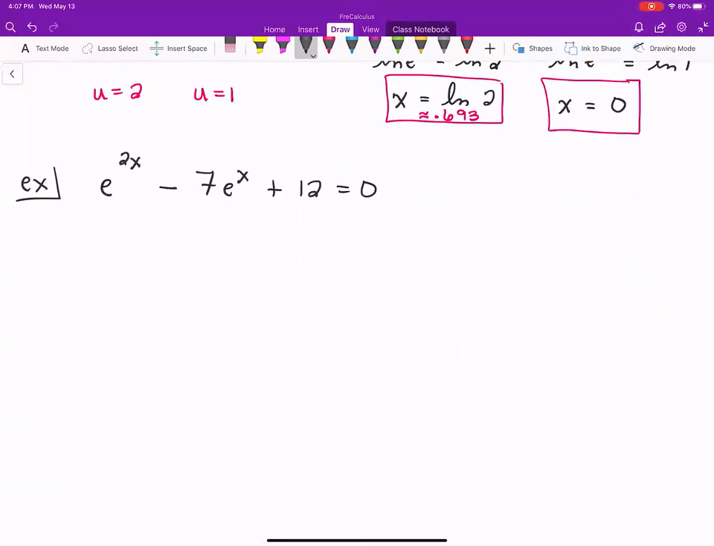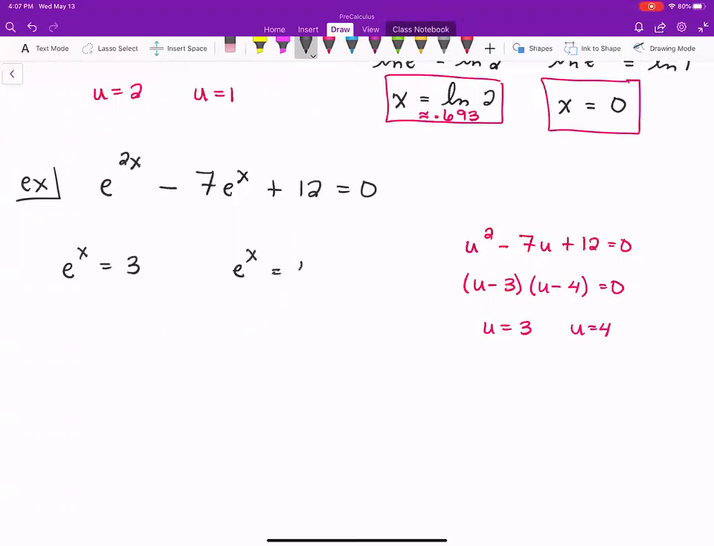So again, you would have done your substitution. You would have ended up with u squared minus 7u plus 12 equals 0. You would have gotten down to u minus 3 and u minus 4, which meant that you would have had u equals 3 and u equals 4. So then you would have had e to the x equals 3, and e to the x equals 4, which meant you would have had x equals the natural log of 3, and x equals the natural log of 4.